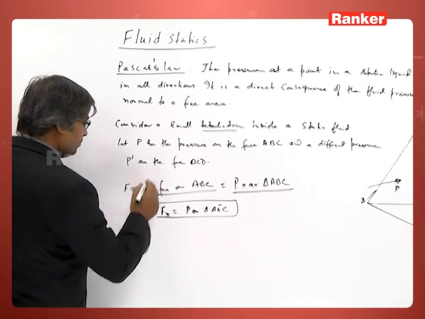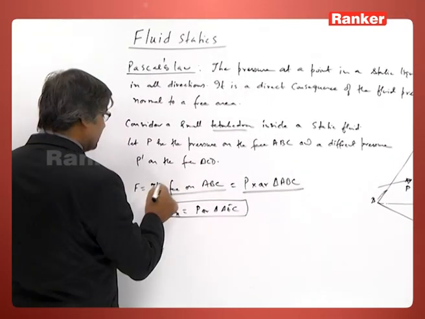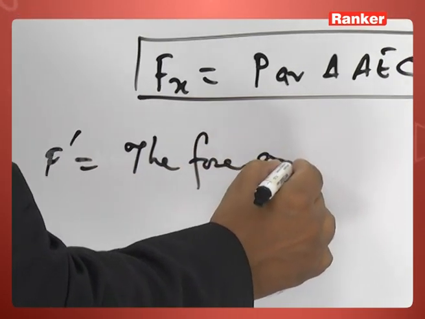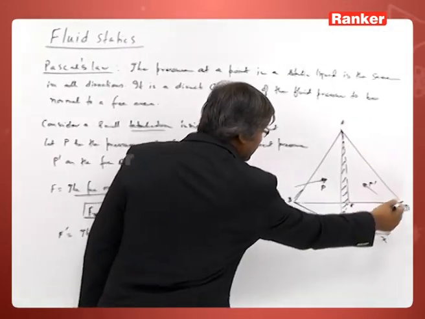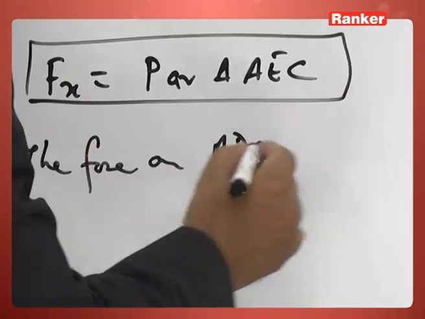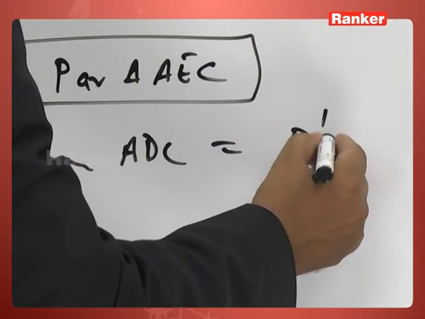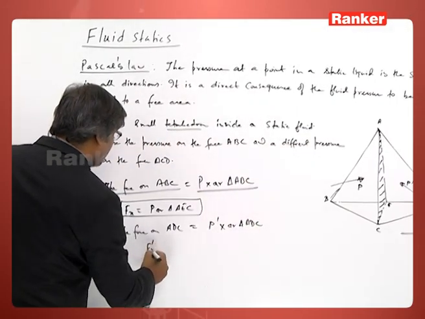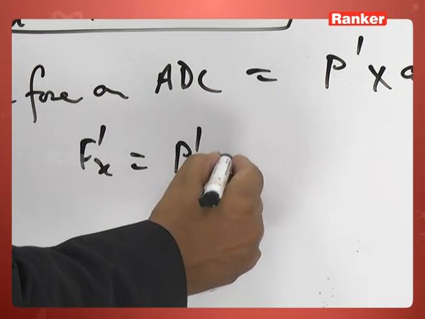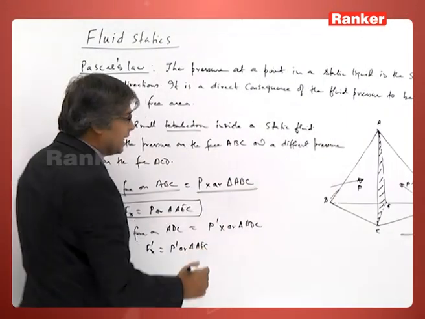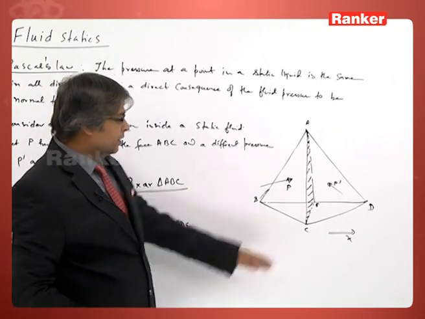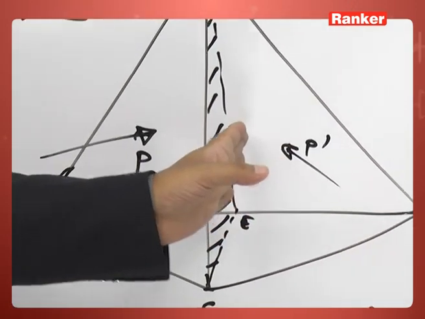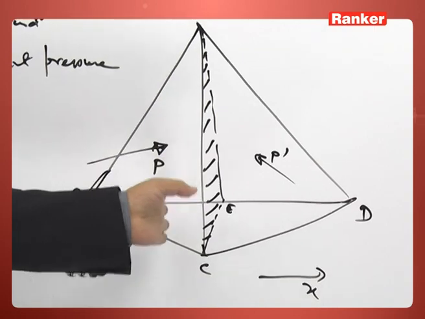Now let us see F dash. F dash is the force on ADC, which is P dash into the area of triangle ADC. So if I want F dash x, it is P dash into the area of triangle AEC. Again I have to take the same cross section. If this pressure is P dash and this area is there, it will have a normal force, and I take the same projection along the x axis.